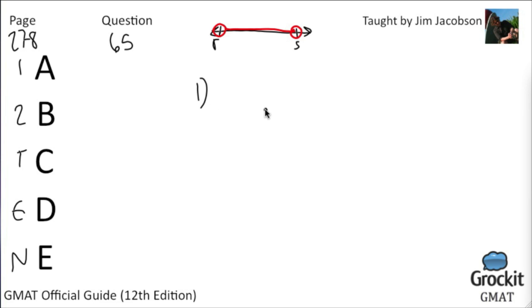So let's take a look at the statements. S minus r equals 10. So what this tells us is that the difference between r and s is 10. Keep in mind, of course, and this doesn't really matter for the purposes of this question, because we just need to know that we could solve for the number of integers. So it's already sufficient and we can cross off B, C, and E. The number of integers between the two is actually 9.